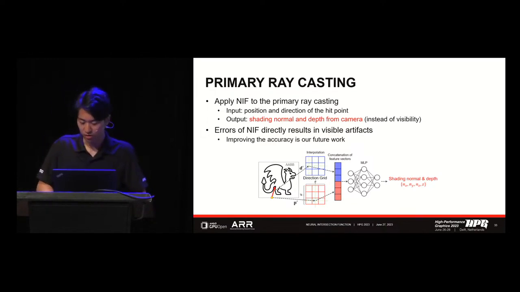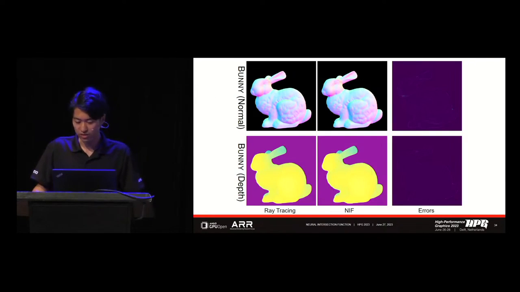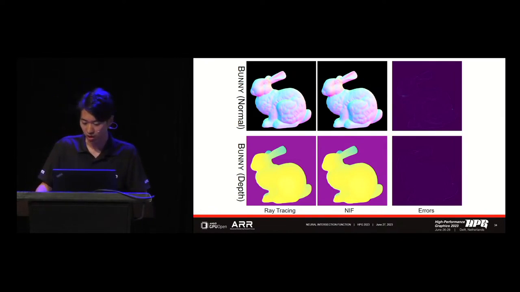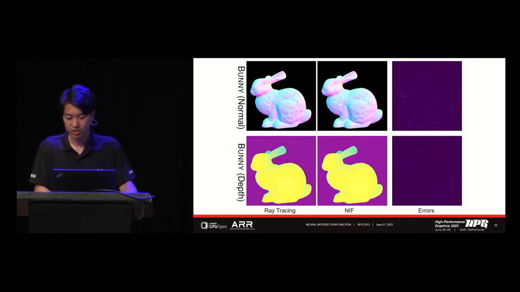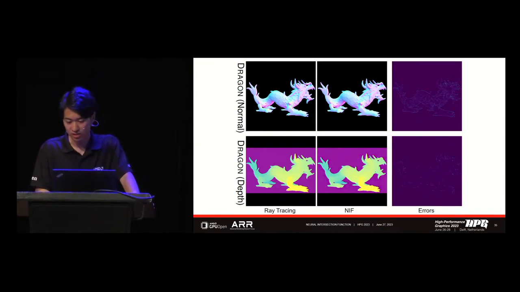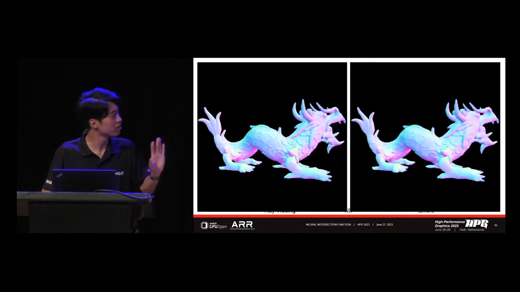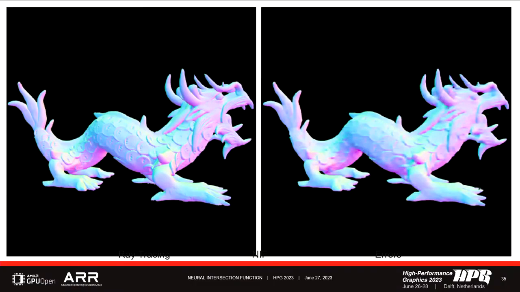But let's see some results here. This shows a result with a simple Bunny model. The left one is using BVH-based ray tracing, and the middle one is a result with our method, NIF. In this simple case, NIF shows a good result. On the other hand, seeing this result with the Dragon model, we can see some degradation with NIF, especially in shading normal like this. Left is a ray tracing result, and right is a NIF result. Improving accuracy is one of our future works.